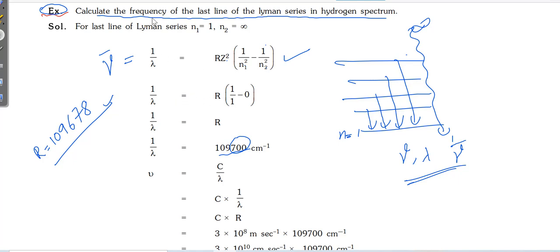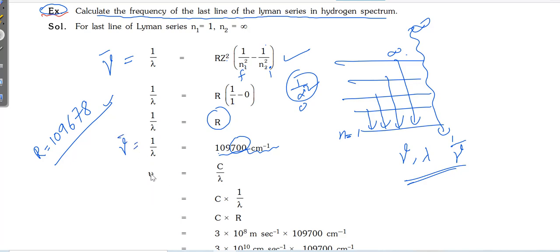Now calculate the frequency of the last line of the Lyman series of hydrogen atom. So 1 by n1 square. n1 is final, n2 is initial. Okay, final, where is it coming to? It is coming to 1, minus 1 by initial, where it starts, that is 1 by infinity, 1 by infinity square, that means nothing but 0. Okay, 1 by 1 minus 0, that means you got only R. What is the R value? Approximately 109700 centimeter inverse.